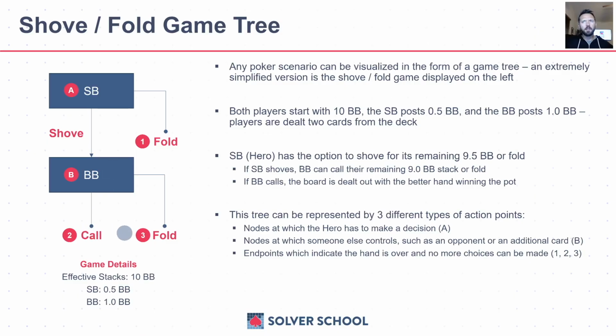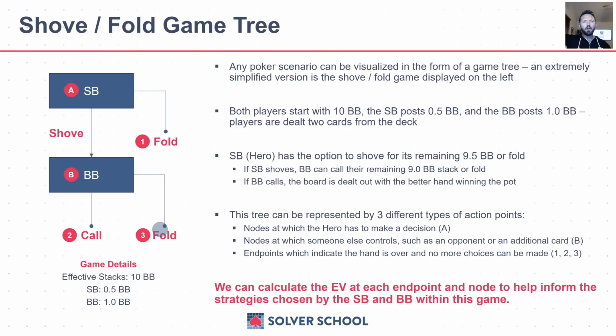And then finally, we have these points at the end here, which are 1, 2, and 3. And those are endpoints which indicate that the hand is over. There's nothing else that can happen here. There's no more choices that can be made. And our goal in this situation here is to calculate the EV at each endpoint and ultimately try to help inform the strategies that are chosen by the small blind and the big blind within this game. And we can actually break this game down by looking at the math within this game, which I'll actually introduce on the next slide.